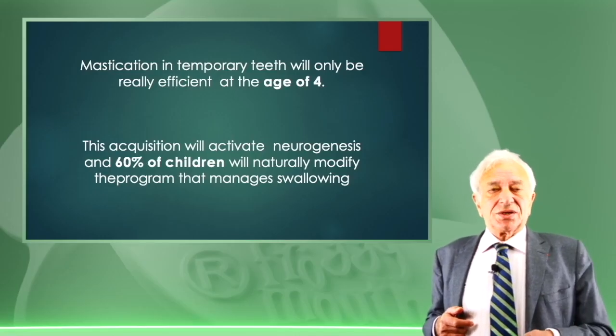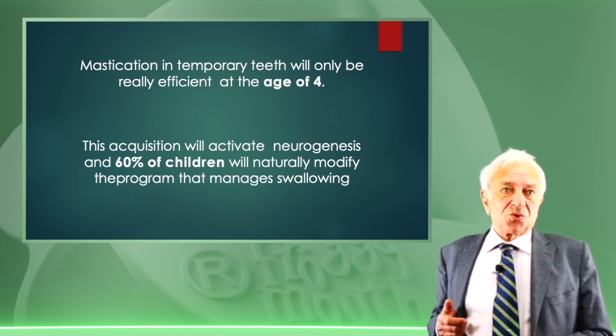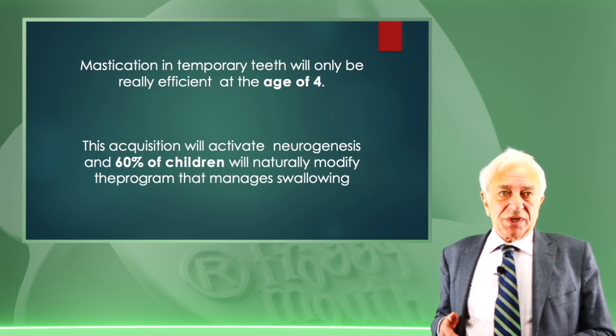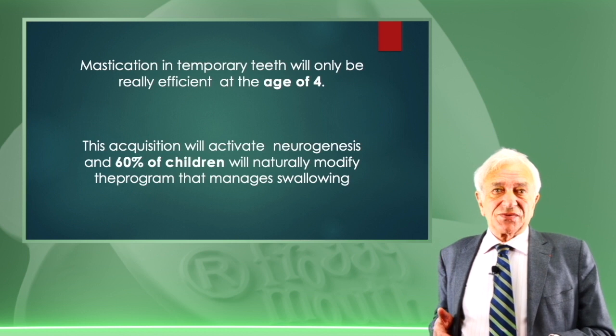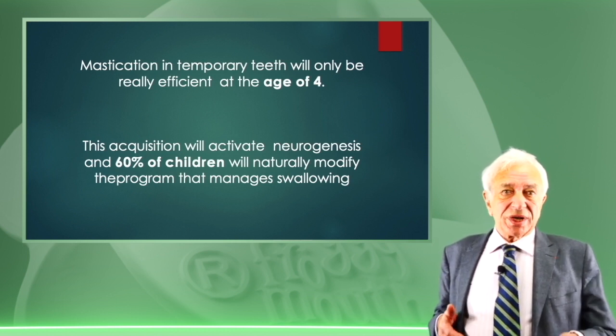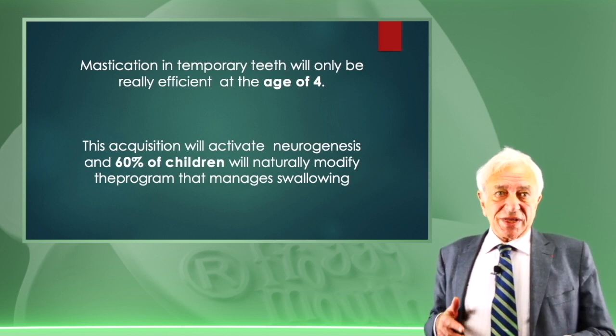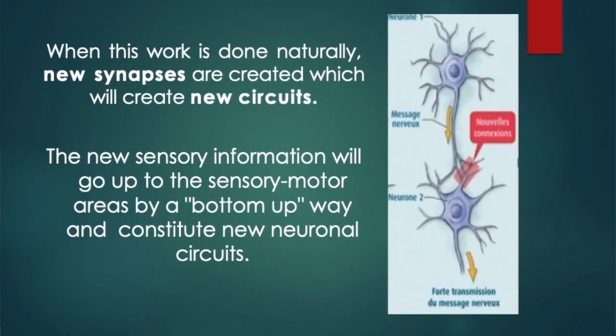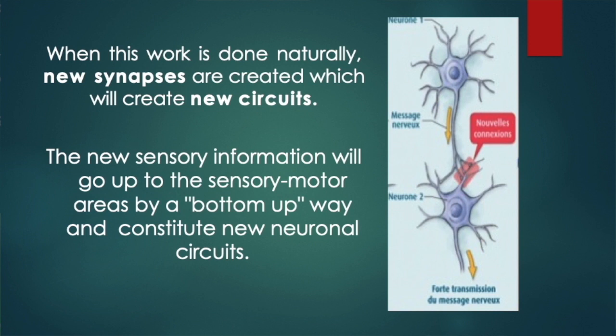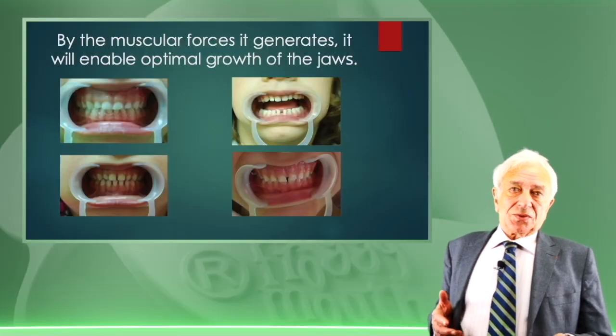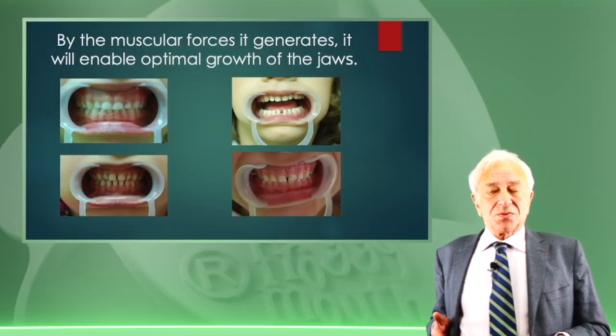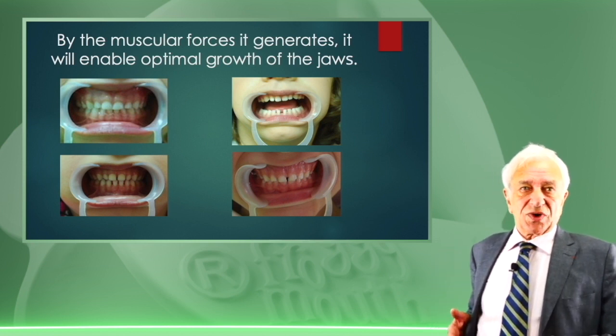The mastication in temporary teeth will only be really efficient at the age of 4. And this acquisition will activate neurogenesis, and 60% of the children will naturally modify the program that manages swallowing. When this work is done naturally, new synapses are created that will create new circuits, and the new sensory information will go to the sensory motor areas by a bottom-up way and constitute a new neuronal network. This research has been done by Eric Kandel, who received the Nobel Prize in 2000.